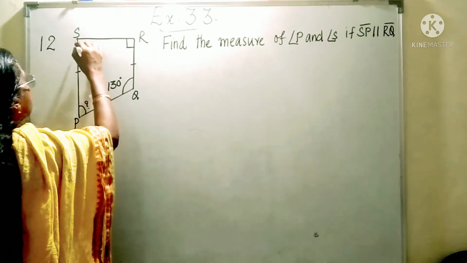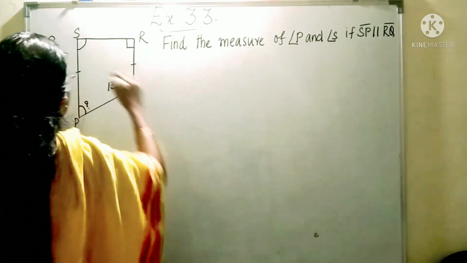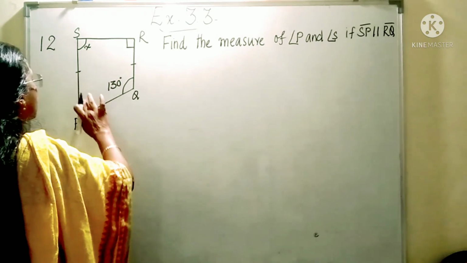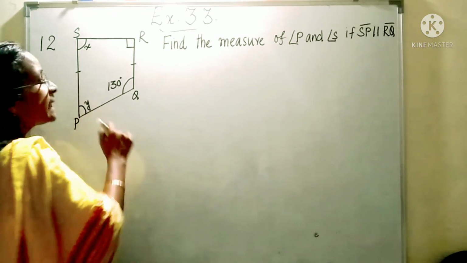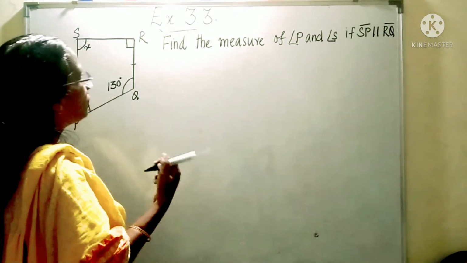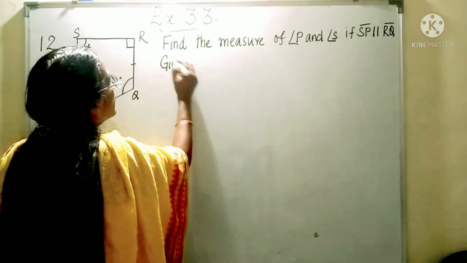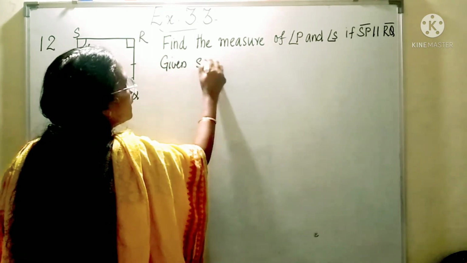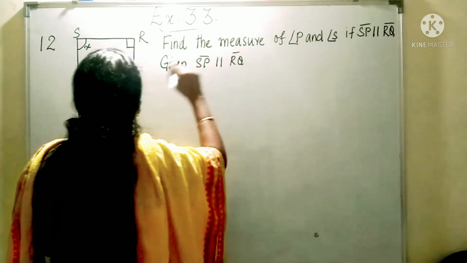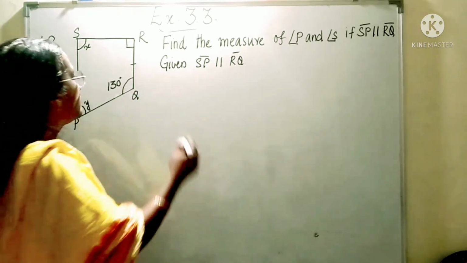If you want, you can write X and Y, otherwise just put question marks. Let us put X and Y, so it will be easy for us. It is not compulsory, but you can mark. Now what all information is given? Given: SP is parallel to RQ. If SP is parallel to RQ, what does it mean?